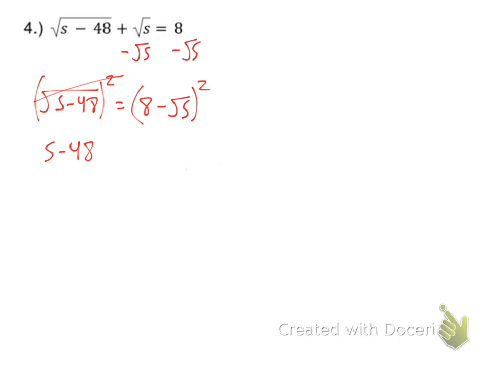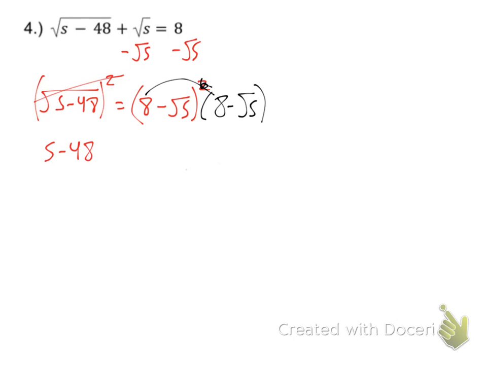So instead, I'm going to FOIL 8 minus the square root of s. Would you guys agree that 8 minus square root of s squared, I can get rid of the 2 as long as I write 8 minus the square root of s again? Now I agree, this is not perfect. This does not get rid of the square root, but it's going to make it better.